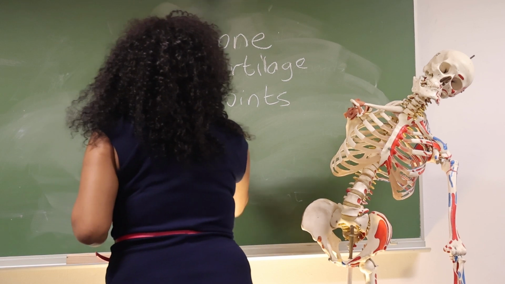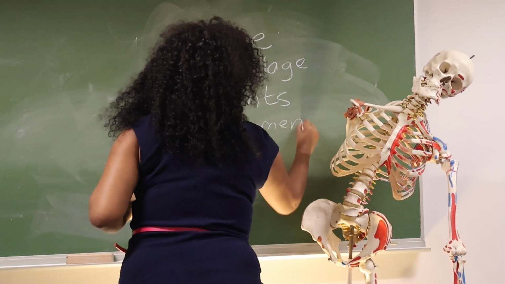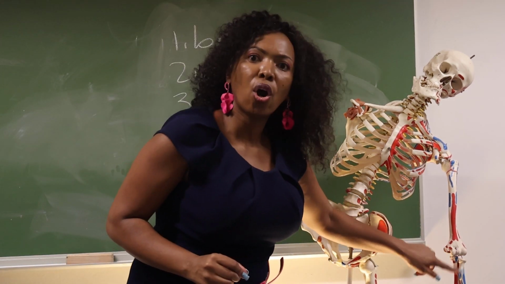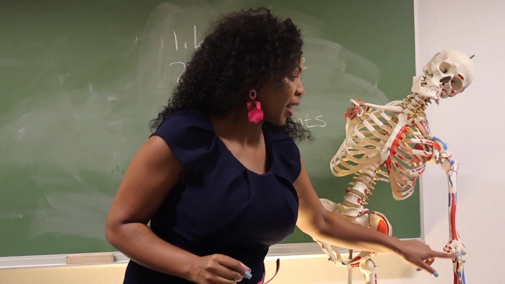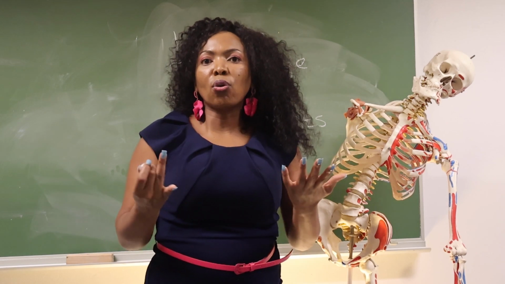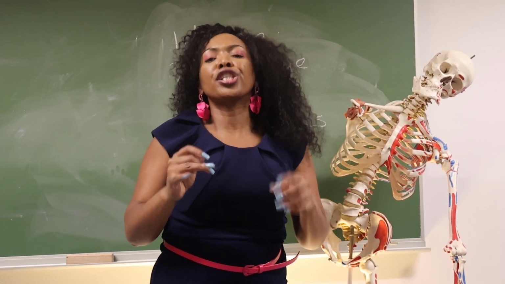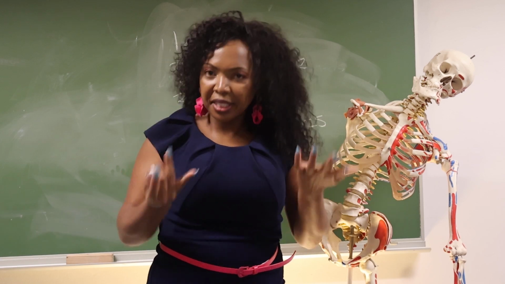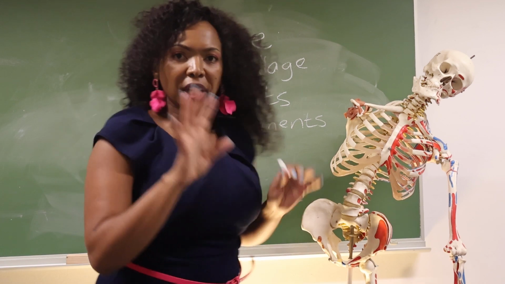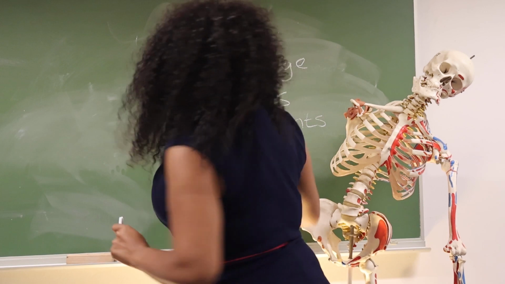And then we have the ligaments. Ligaments help in connecting the 2 bones together and enforce the joint. It also assists in movement and restricts movement in certain directions. Okay, so those are the 4 components of the skeletal system.